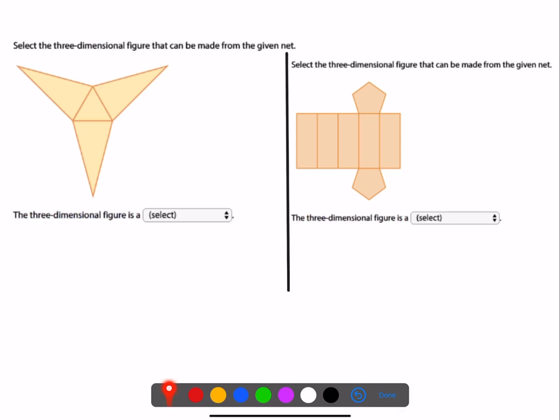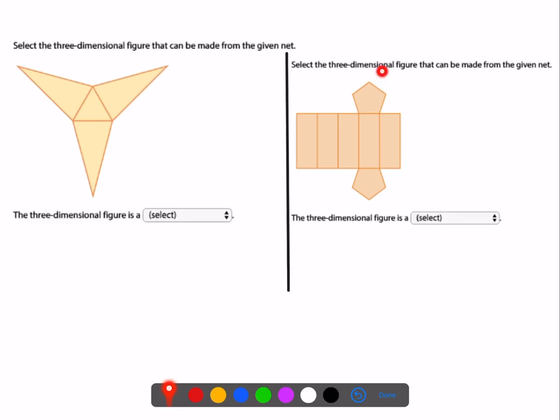So select the three-dimensional figure that can be made from the given net. And we got two examples here. So this first one, I noticed that we have a triangle as our base. And if I fold all of these up along these solid lines here, they'd form and meet at a single point. So if I have a shape as a base, and they meet at a single point, I call this a triangular pyramid. It's a triangular pyramid.